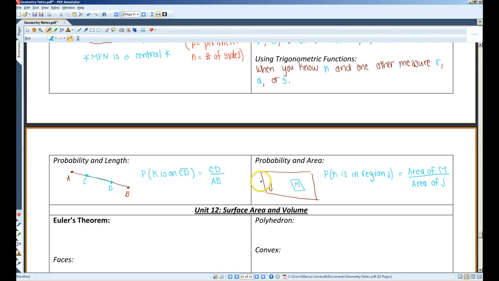Now, let J be a region that contains region M. If a point K in J is chosen at random, then the probability that it is in region M is the ratio of the area of M to the area of J. And that's all for Unit 11.